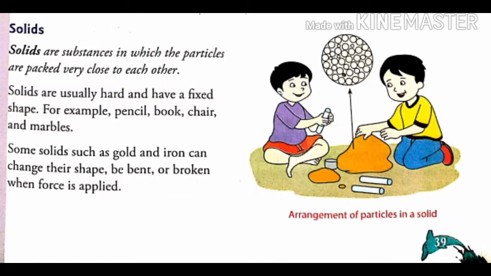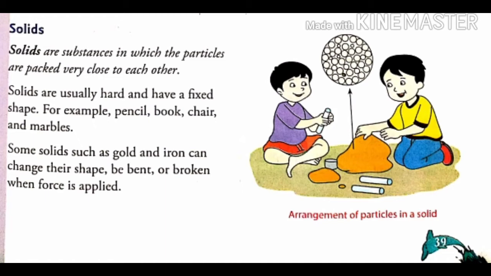Now let's have a look at other examples. Other examples of solids include pencil, book, chair, marbles, etc. Now let's have a look at the last para. Some solids such as gold change their shape, be bent or broken when force is applied.